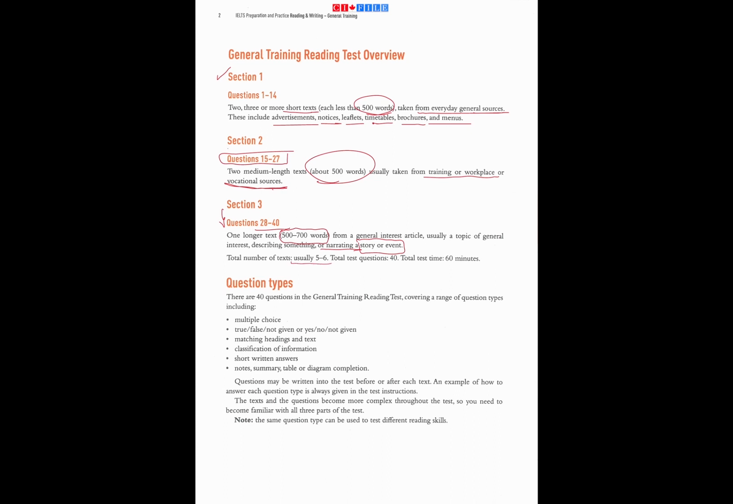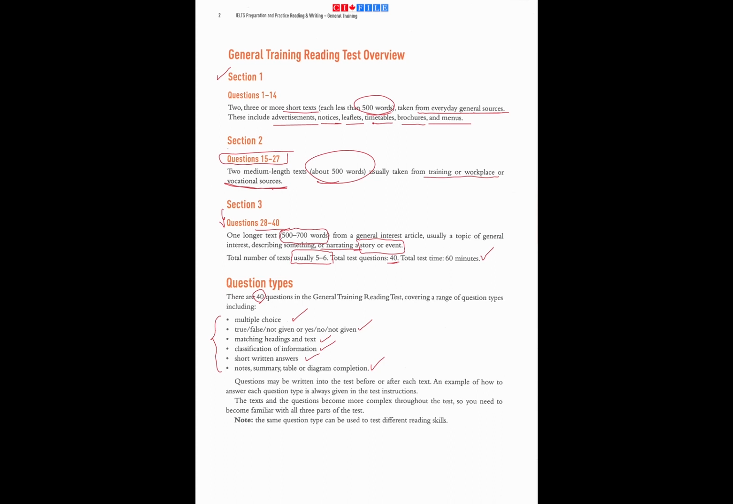Total number of texts, usually 5 to 6. Total test questions, 40. Total test time, 60 minutes. Question types. There are 40 questions in the general training reading test, covering a range of question types, including multiple choice, true, false, not given, or yes, no, not given, matching headings and texts, classification of information, short written answers, notes, summary, table, or diagram completion.